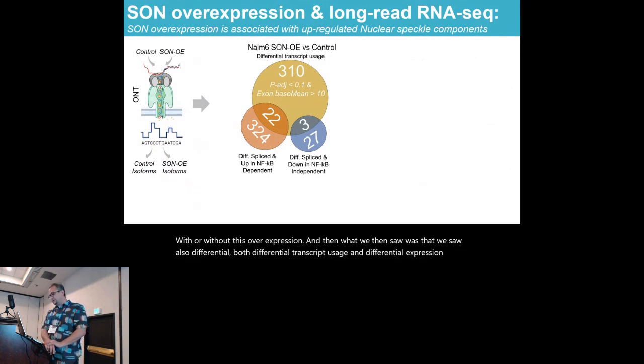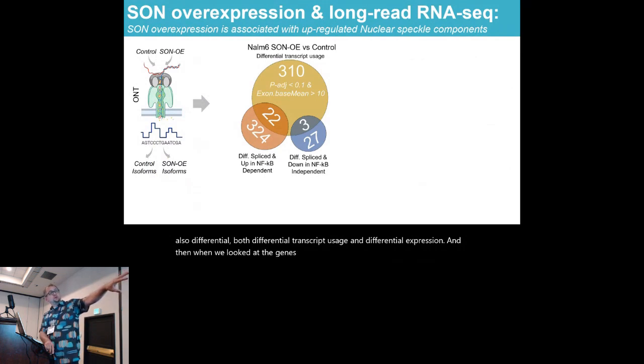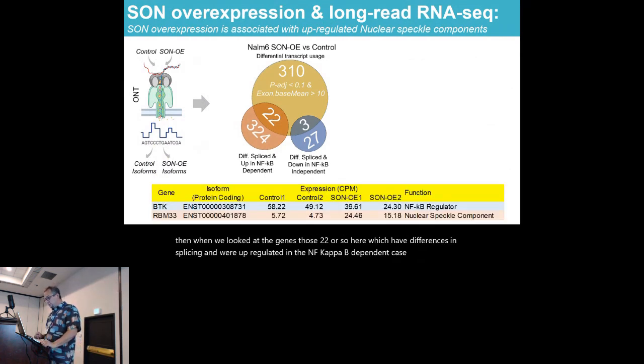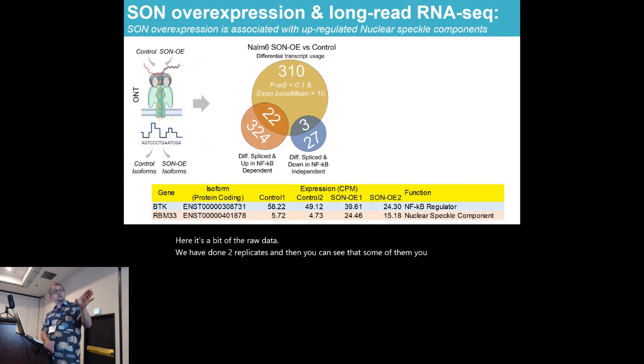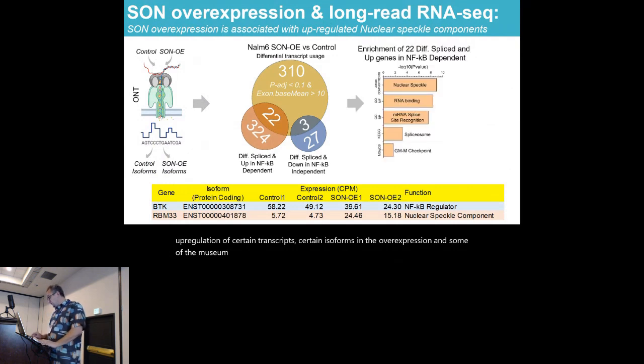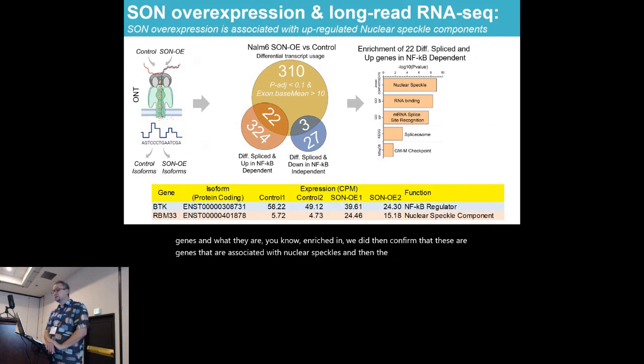And then we looked at those 22 or so genes here, which have differences in splicing and were upregulated in the NF-kappa B dependent case. Here is a bit of the raw data. We have done 2 replicates, and you can see that for some of them there is an upregulation of certain transcripts, certain isoforms, in the overexpression, and for some of them you see a downregulation. When you look at what these 22 genes are enriched in, we did confirm that these are genes associated with nuclear speckles, mRNA splicing, and so forth.